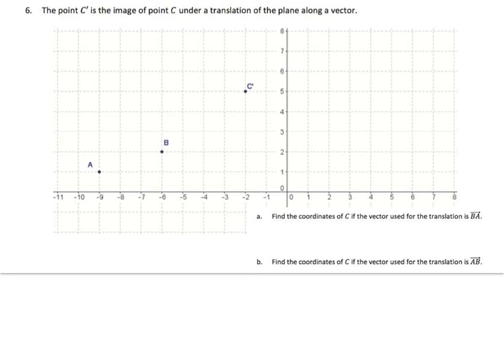Number 6. The point C prime is the image of point C under a translation of the plane along a vector. So first we're going to find the coordinates of C if the vector used for the translation is ray BA. So ray BA starts at B and goes to A. Okay, that should actually be just a little bit shorter.